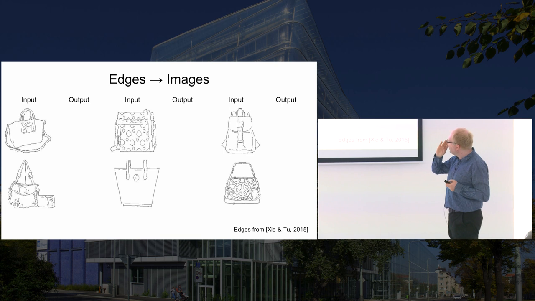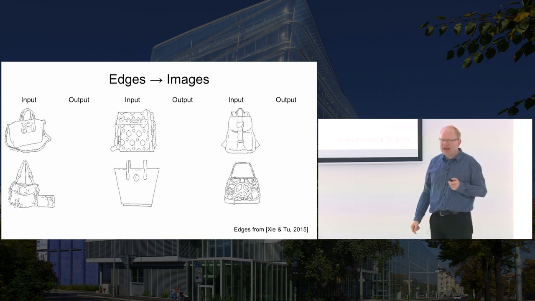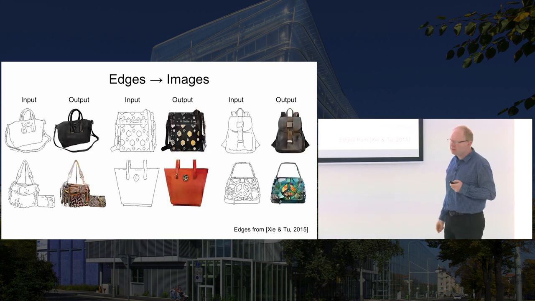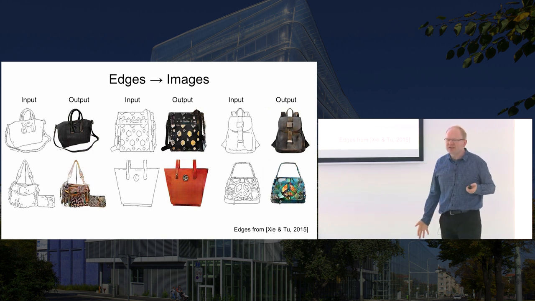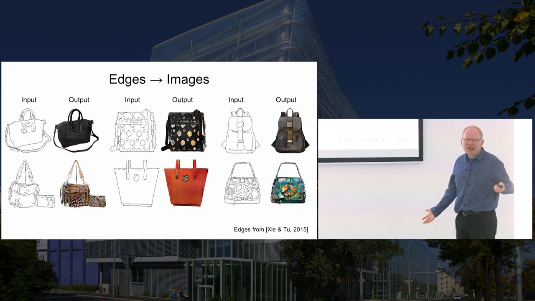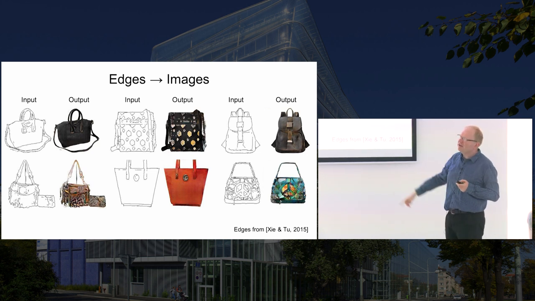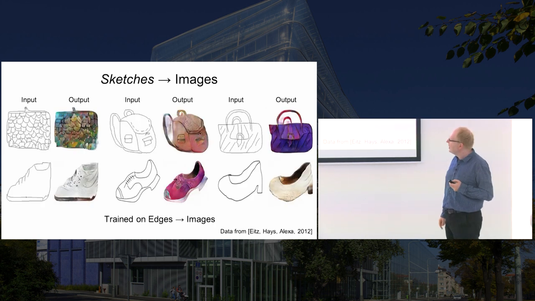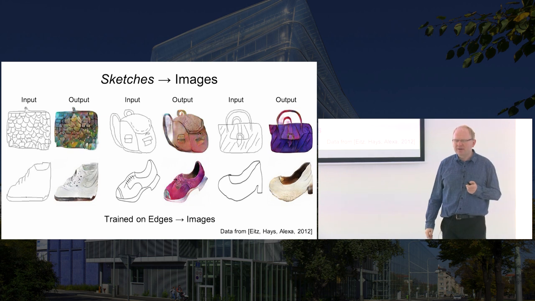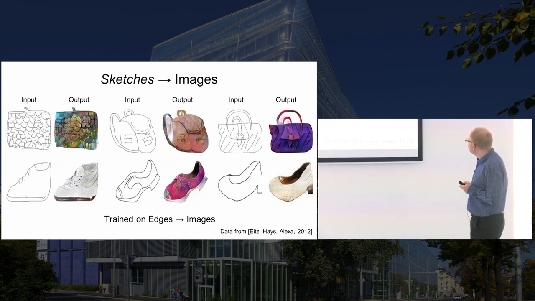We can take image edges and produce images that could have come from those things. Okay, this kind of looks cool, but actually it's not that complicated. Edge maps actually contain a lot of the information. The cool thing is that we can then train on this and test on just human sketches. And even there, it's actually doing something reasonable, which is quite kind of neat.